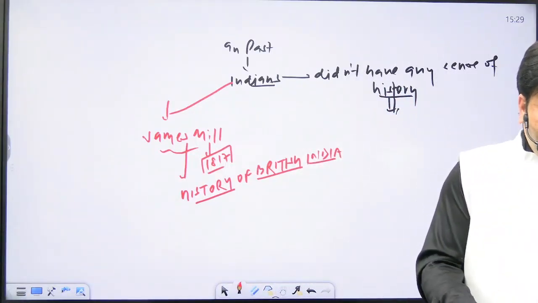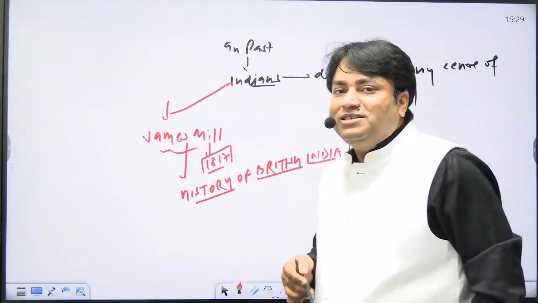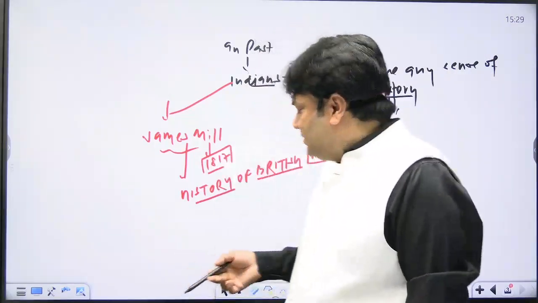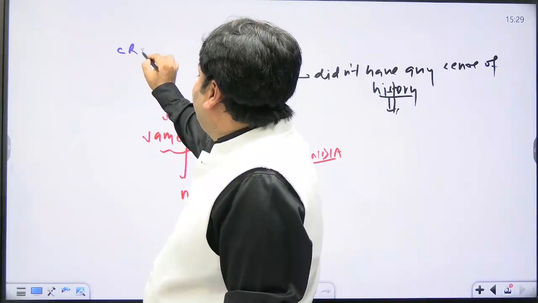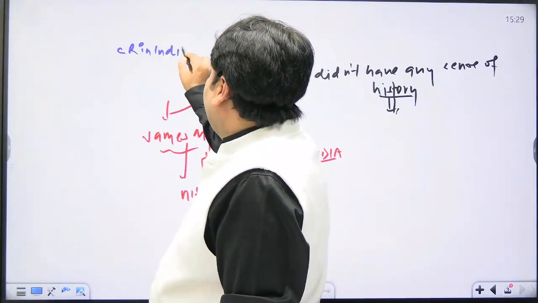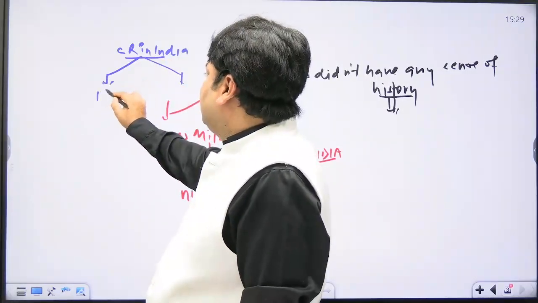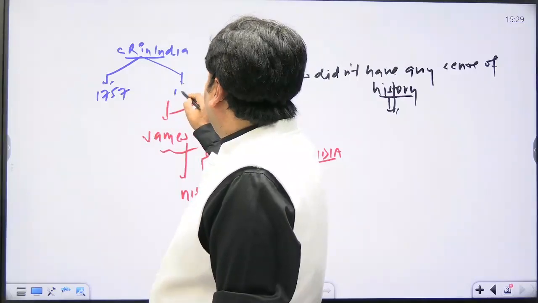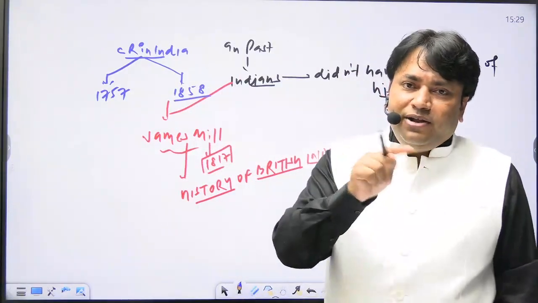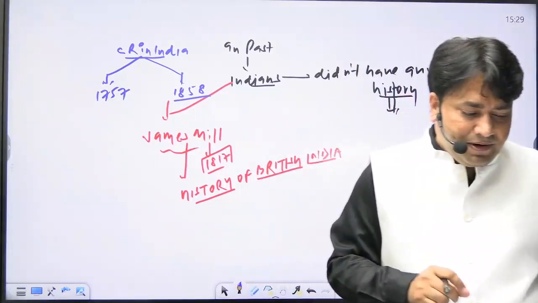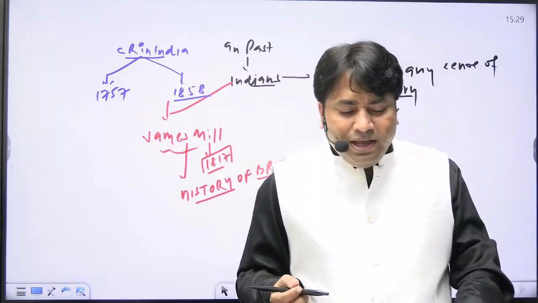Now what is interesting in this, have you ever thought that this book was published in the year 1817, and this year is the period of company rule in India. So this is what you should try to establish, the connectivity or the linkages. What is the time period of company rule in India? That is 1757 to 1858. And during this period, James Mill's book was published.